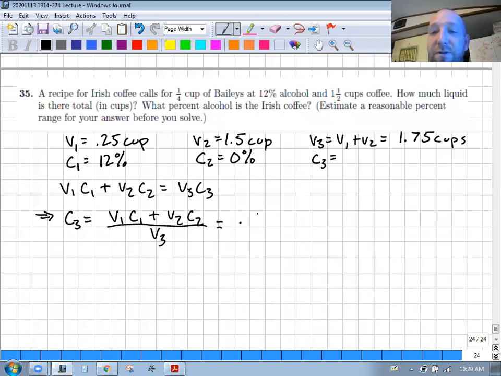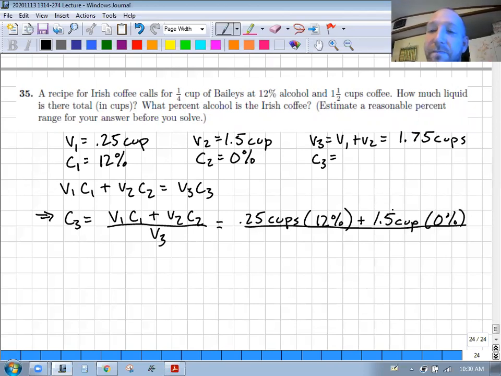So this is going to be 0.25 cups of the 12%. So that's 1.5 cups, 0%, 1.75 cups. This is 0. Cups cancel. So we have 0.25 times 12 divided by 1.75, which is 1.71%.